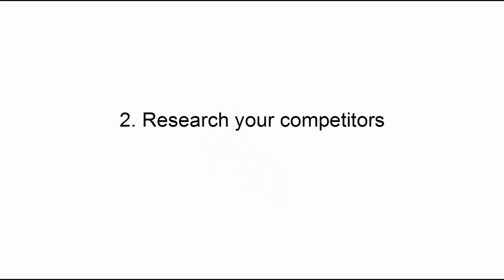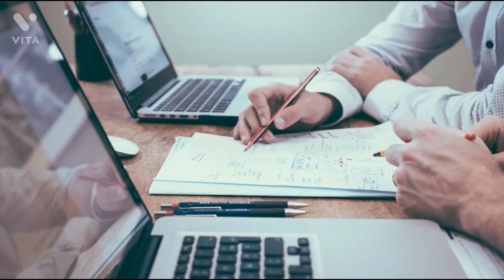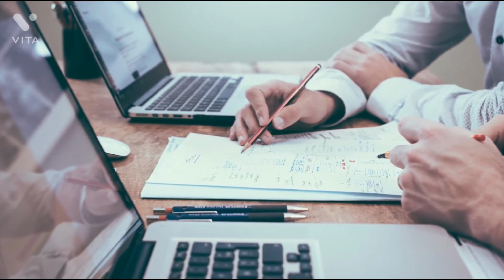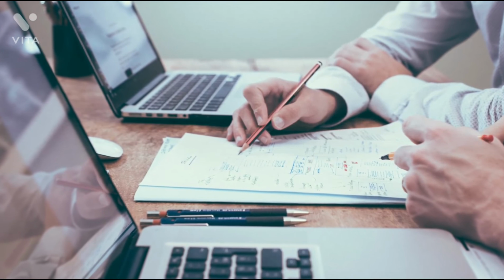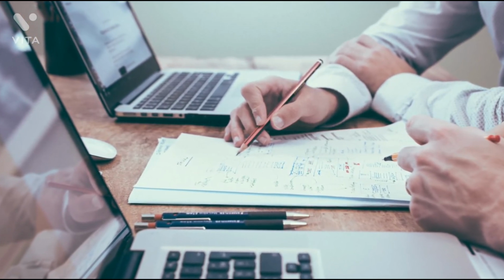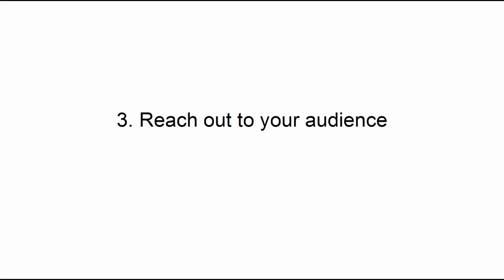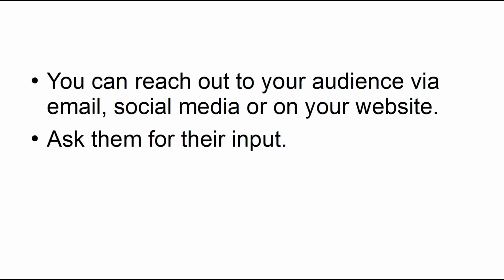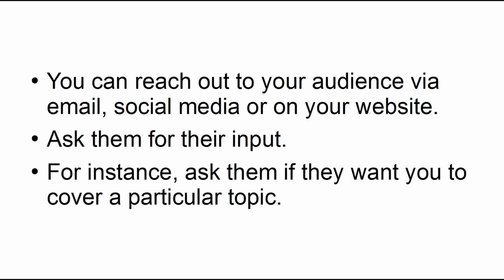Number 2, research your competitors. Your competitors are a goldmine of content ideas, especially if they publish tons of content. Check their posts and determine how you can put a unique spin on things. Number 3, reach out to your audience. You can reach out to your audience via email, social media, or on your website. Ask them for their input. For instance, ask them if they want you to cover a particular topic.